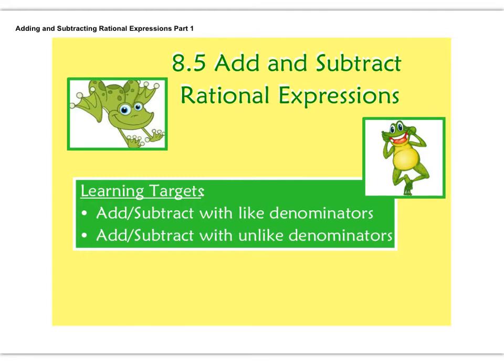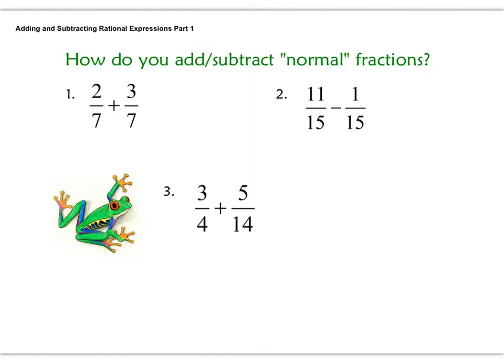So we need to kind of think back to regular old fractions. How do you add and subtract normal fractions? So going back into, let's see, my son's working on this now in 4th grade. He's working on fractions. So this is a 4th grade skill. So 2/7 plus 3/7 would be 5/7. So the denominator needs to be the same. It stays the same. And then you go ahead and add the numerators.